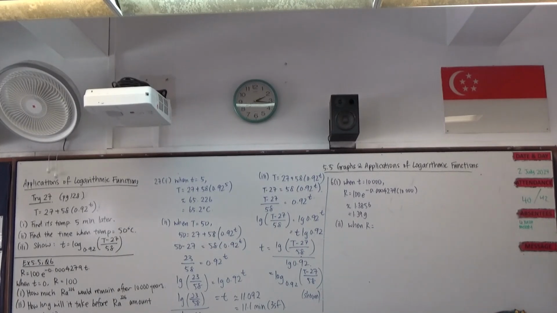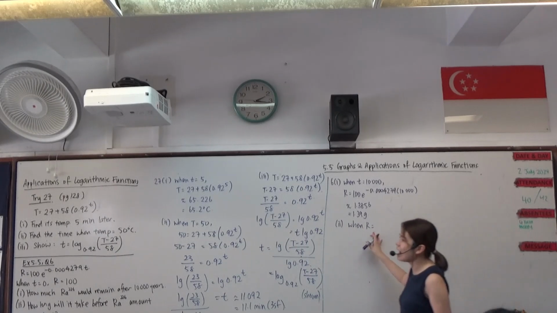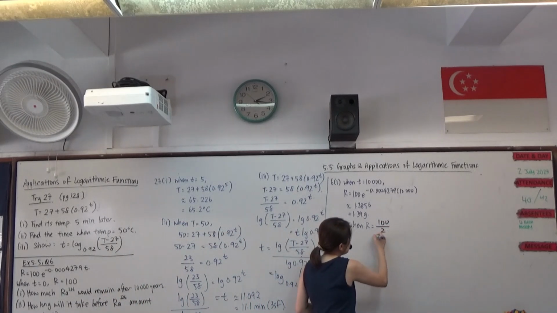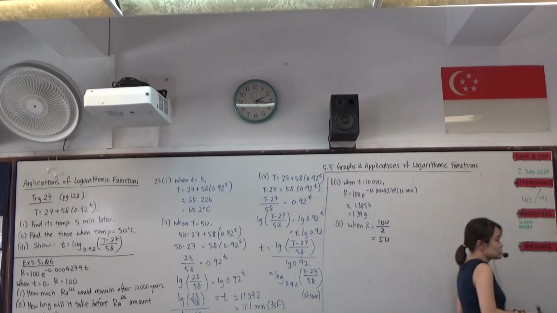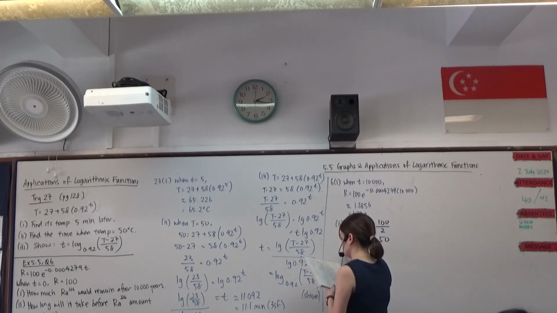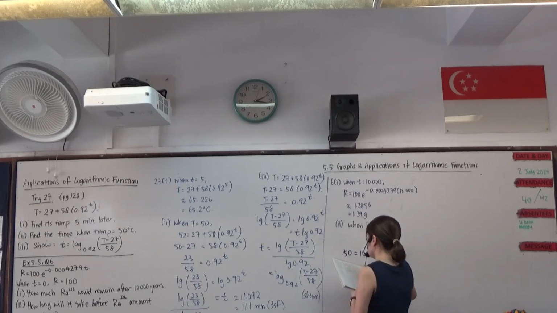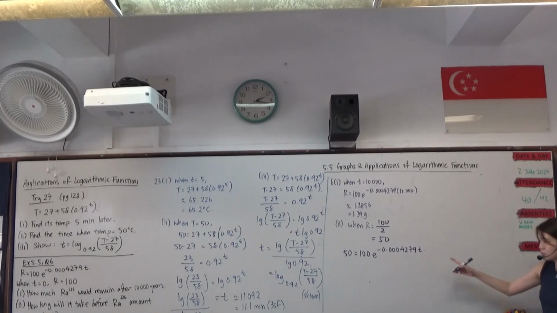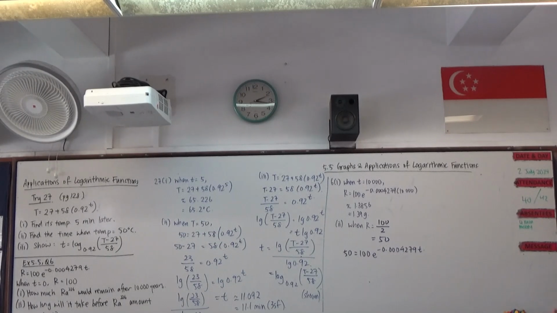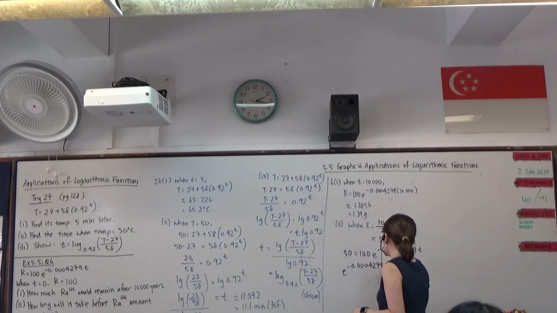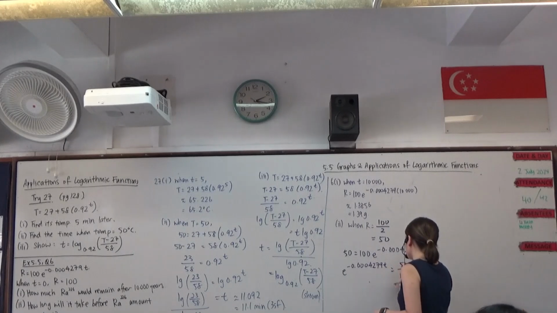In part 2, the question is asking how long will it take before the amount of radium is halved. Since you're looking at half the amount of radium from the beginning, your R value will be 100 divided by 2. That will be 50 grams. So we substitute this value into your formula. Be very careful about the number of zeros. So we get this, and then we simplify it. So e to the power of all that is equals to 50 over 100.